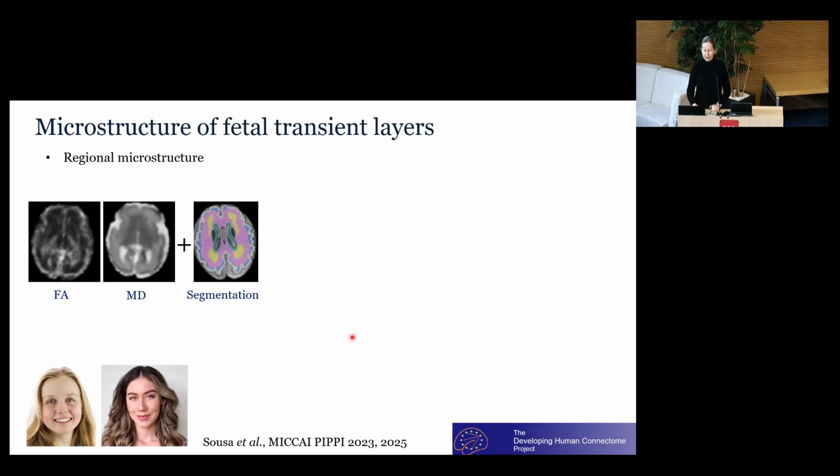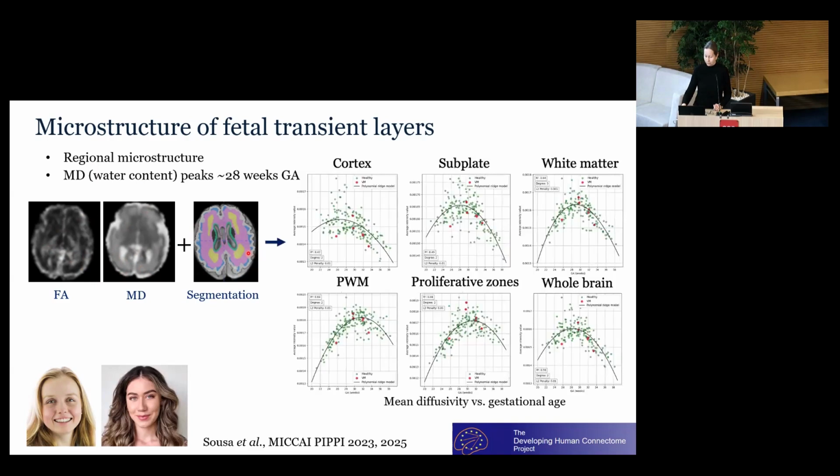Then next, we tried to look at the microstructure of fetal transient layers, and the problem is we don't have diffusion data for all these different cohorts necessarily, so we mostly had enough data to look at normal development. So what we've done, we took DHCP reconstructed data and then took FA and MD, and we aligned it with structural, and there we have the segmentation. So we were able to calculate the average FA and MD per transient layer region. And this is MD, mean diffusivity.